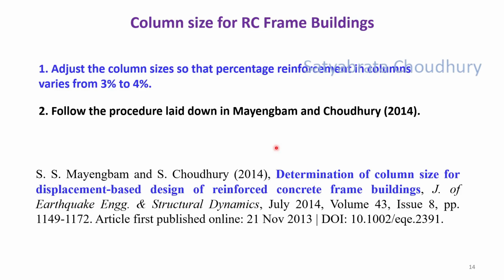Now the question is how to get the column size. Column size you can get two ways. You do one thing, adjust the column sizes such that the percentage reinforcement in the column is 3 to 4%. This range is the practical range of steel in the column. For example, Indian code gives the maximum range as 6%. At 6% the steel will be overcrowded. So this can be a practical limit of the percentage steel in the column. So if I maintain this percentage steel in the column, all the columns become uniform with respect to concrete size and steel size. So that is one way of getting the column sizes.